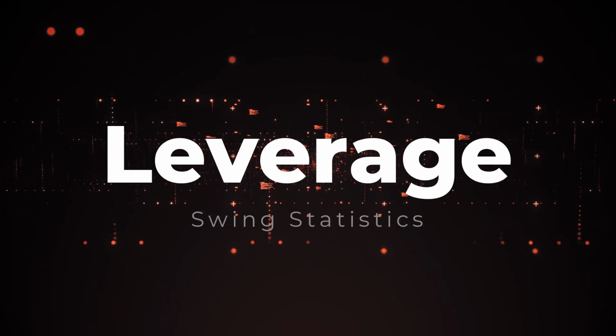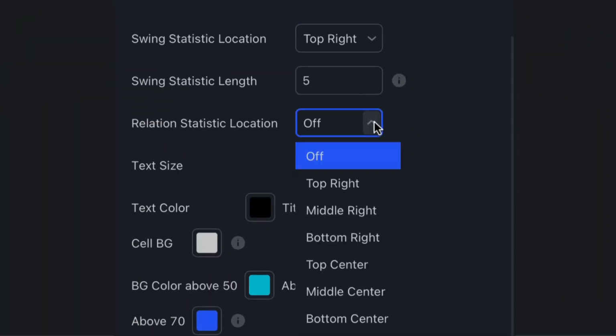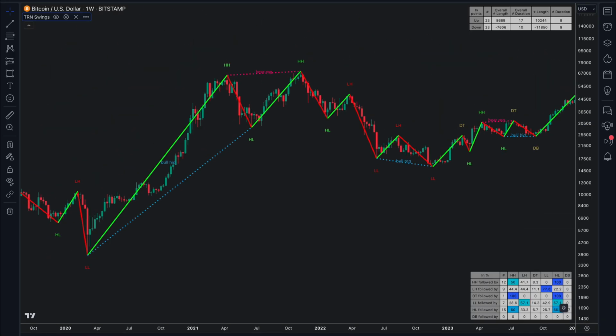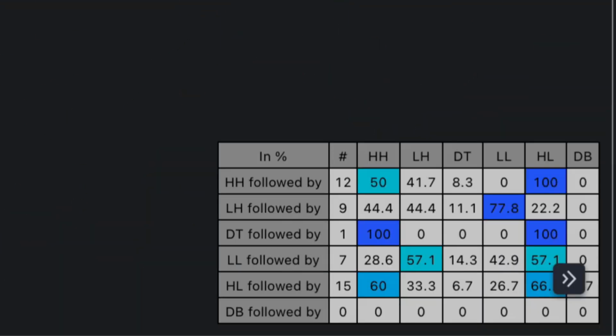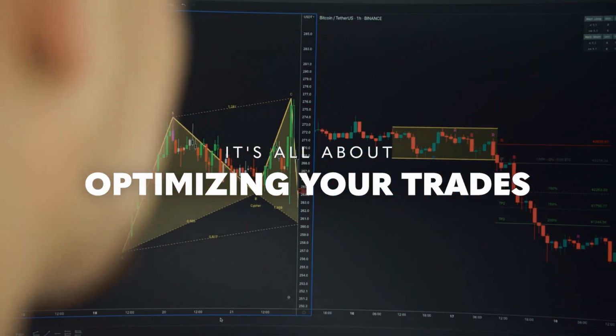Within the robust framework of TRN Swings lie two powerful analytical features offering you a treasure trove of historical data on market swings: the swing statistic and the relation statistic. Located in the upper right corner of your chart, the swing statistic unveils the dynamics of past upswings and downswings. This statistic includes the total number of analyzed swings, the average length and duration of all past swings in points and bars, and custom-defined swing count averages so you can set a specific number of analyzed swings tailored to the volatility and trend patterns of the market you're analyzing.